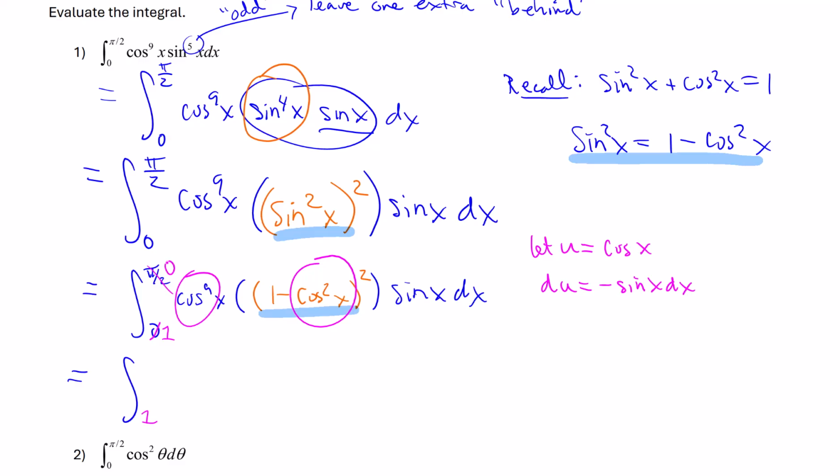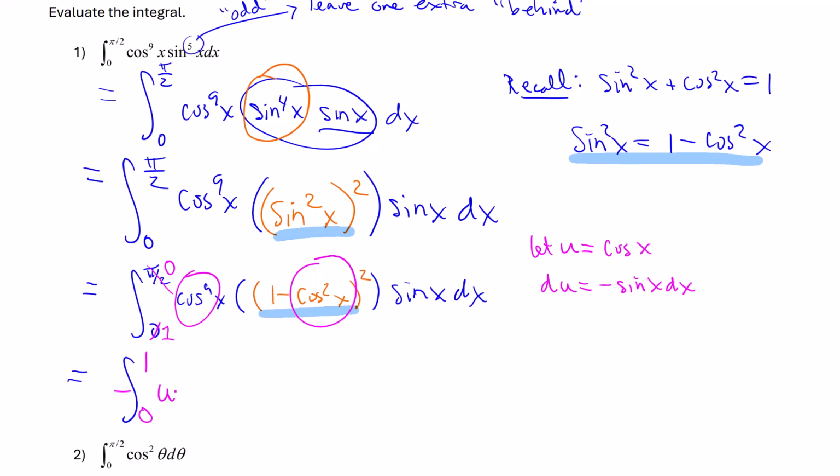Now that's a little bit odd if you're going from 1 to 0. We're not usually ordering those in that way. You want to go from low to high. So you can fix that by simply, in this case, pulling a negative out in front, and that switches the bounds. So I'm going to make a negative out in front and then go from 0 to 1. And then anywhere I see a cosine, I'm just going to replace it with the letter u.